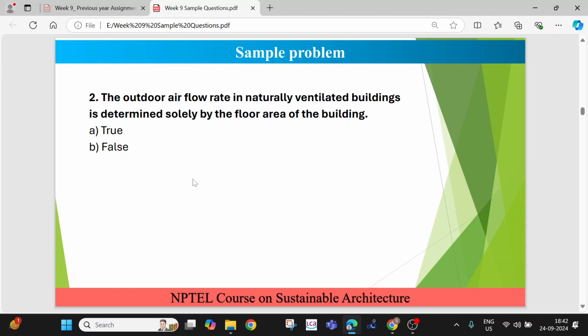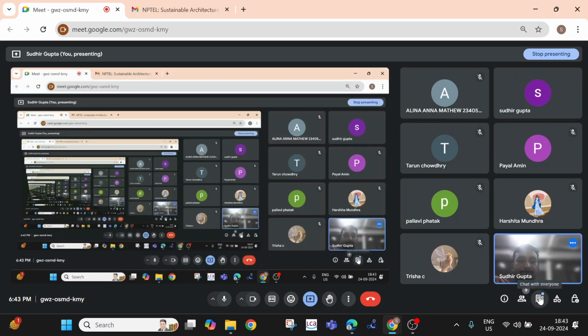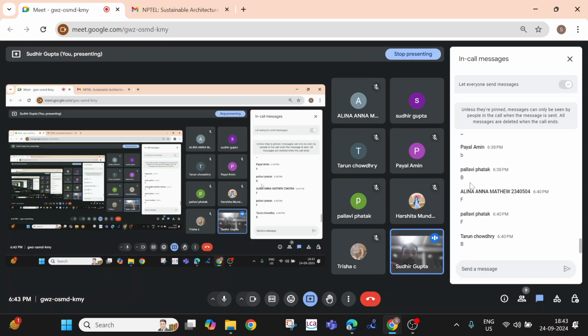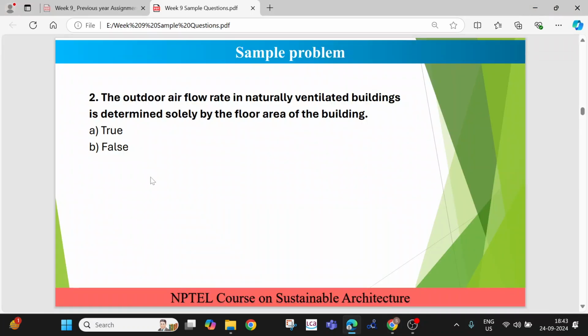Let me see. This question also, I hope, is clear to all of you, and you will be answering it correctly. False, false, false. Fine. So I hope this answer is clear. The correct answer is false only, and all of you have given the correct answer. The outdoor air flow is determined by two factors, and the statement is saying it is determined only by the floor area of the building. That's why it is incorrect.